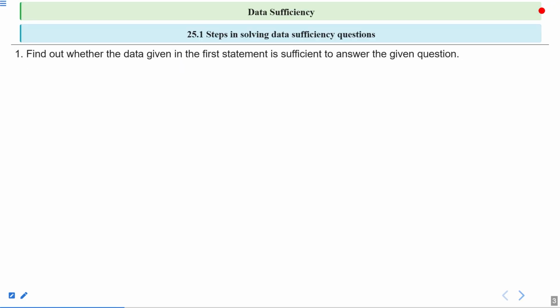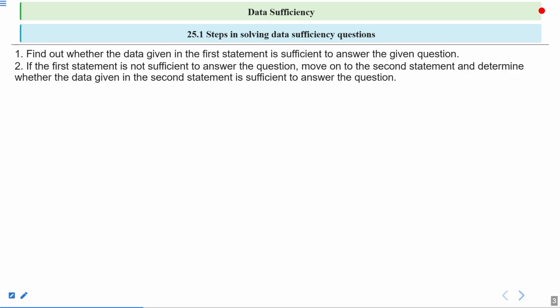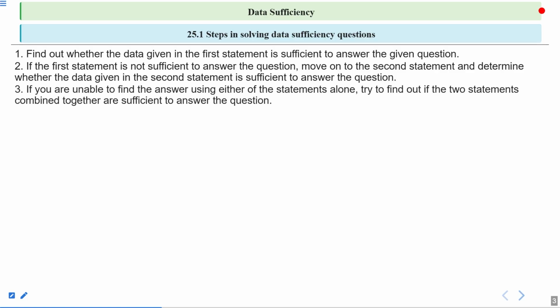Now, steps in solving a data sufficiency question. Find out whether the data given in the first statement is sufficient to answer the given question. If the first statement is not sufficient, move on to the second statement and determine whether the data given in the second statement is sufficient to answer the question. Third, if you are unable to find the answer using either statement alone, try to find out whether the two statements combined together are sufficient to answer the question. Select an answer according to the given options.